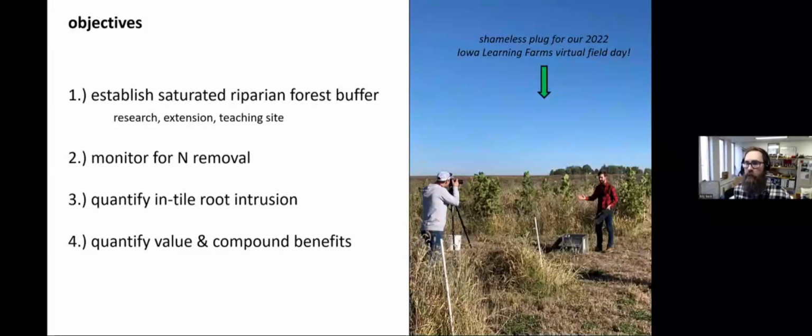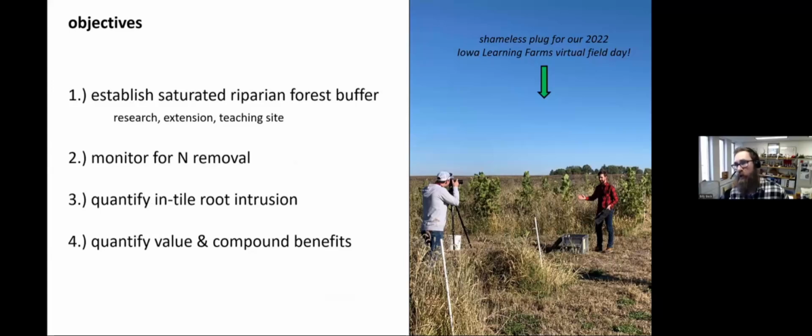So 4 main objectives that I'll hit today. Obviously, objective 1 is establishing this thing. And our intent was to use this as not only a research site, but as an extension and a teaching site as well. And we've nailed all 3 of those so far since 2021, where we implemented this.